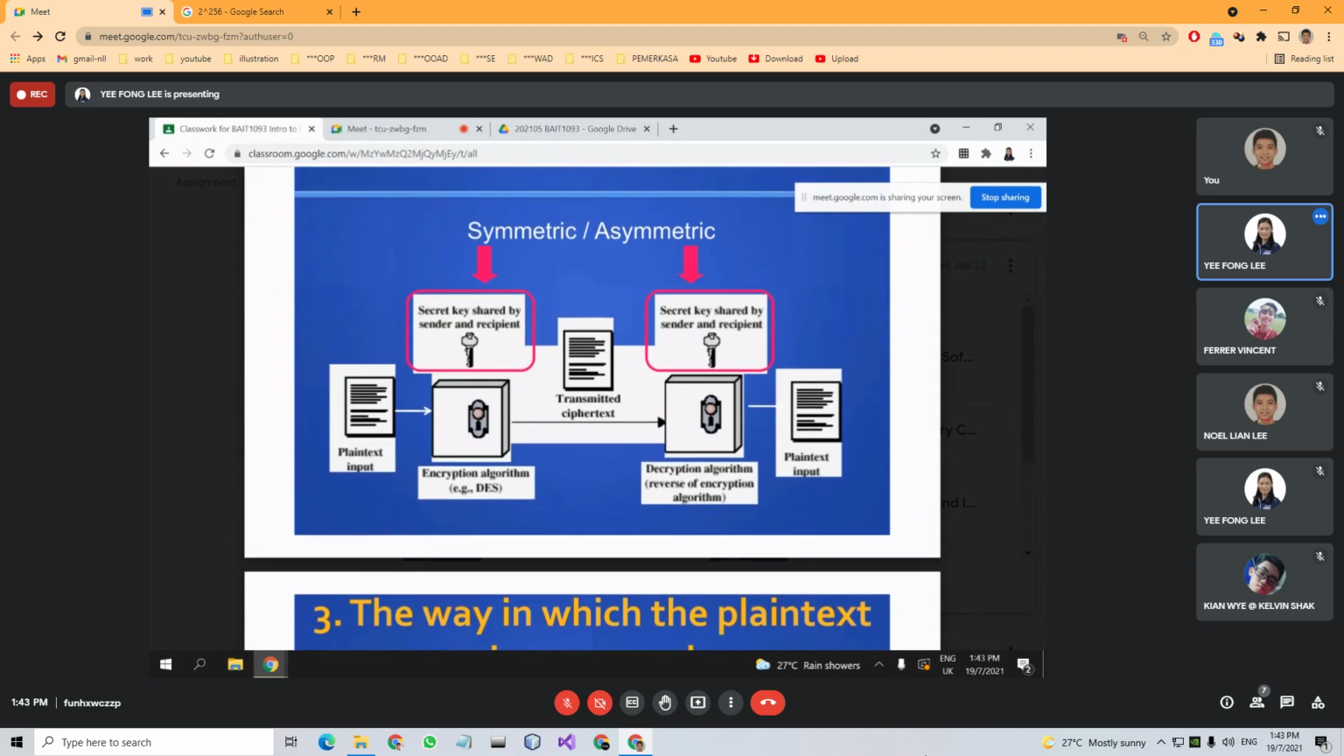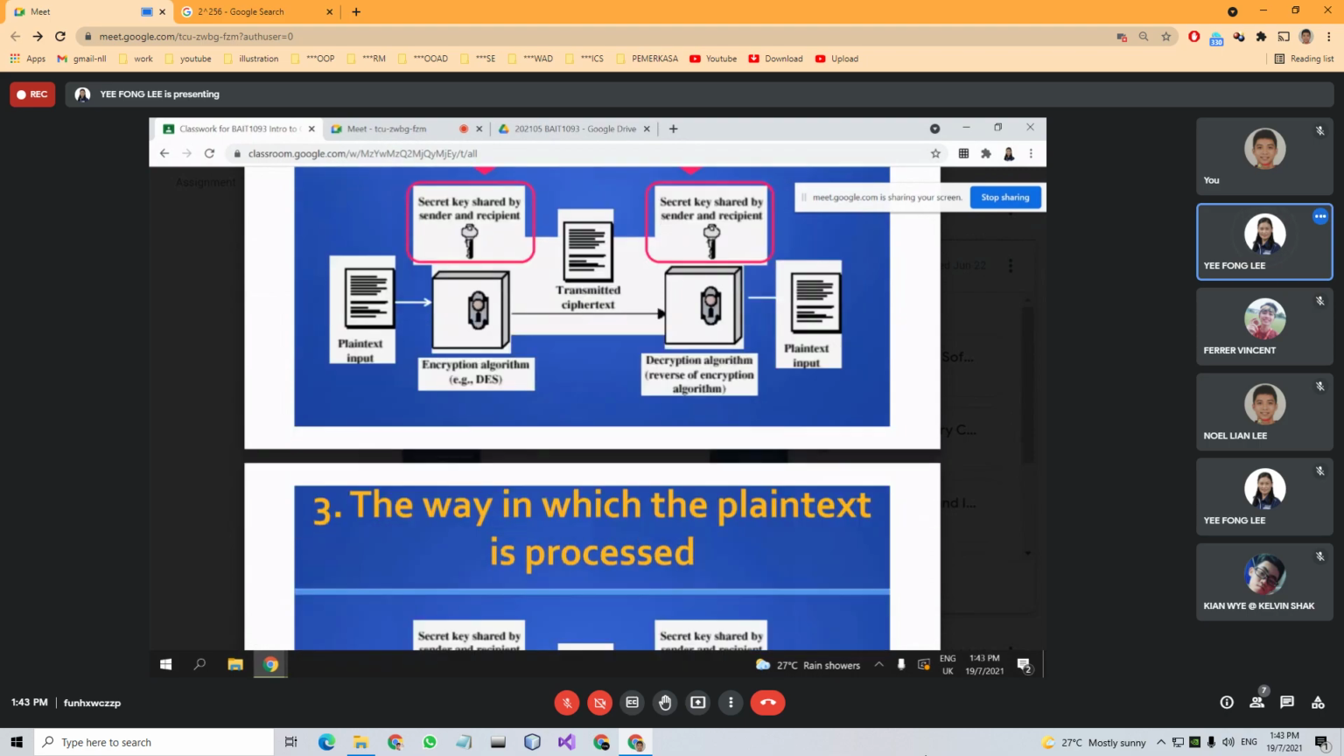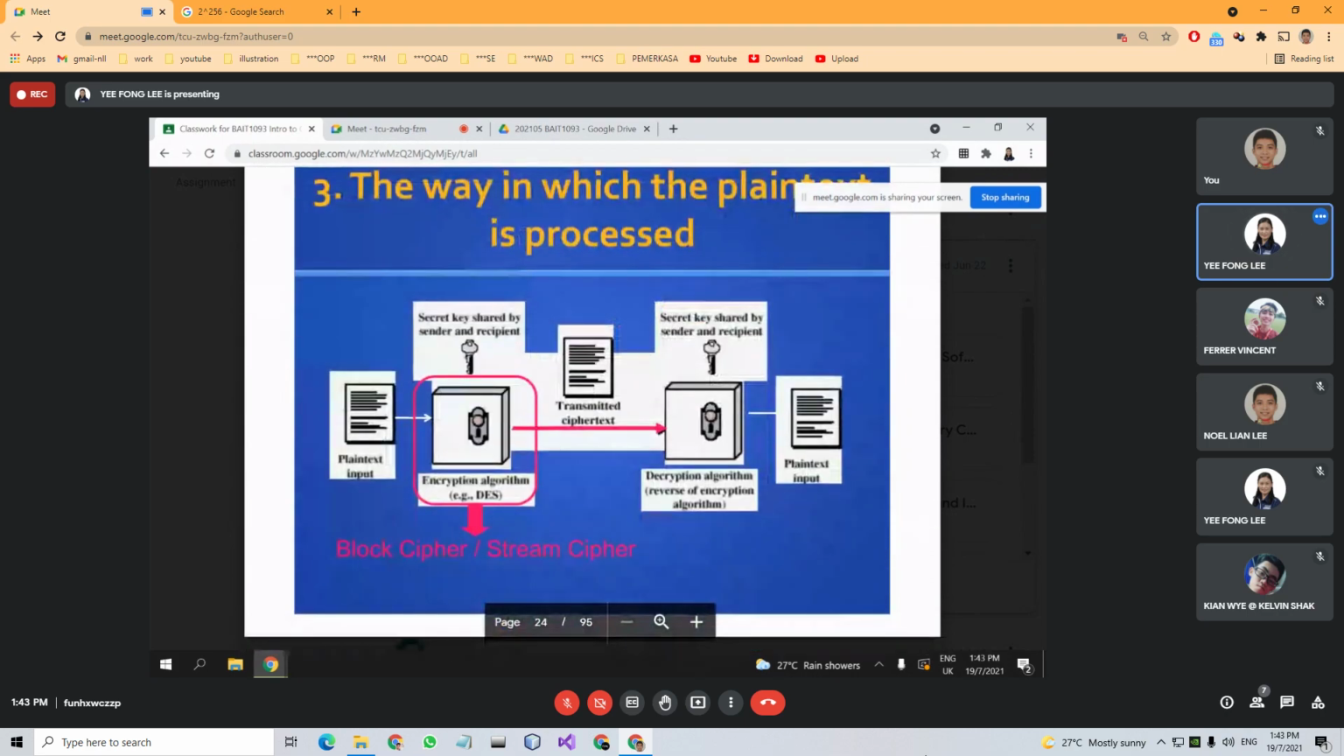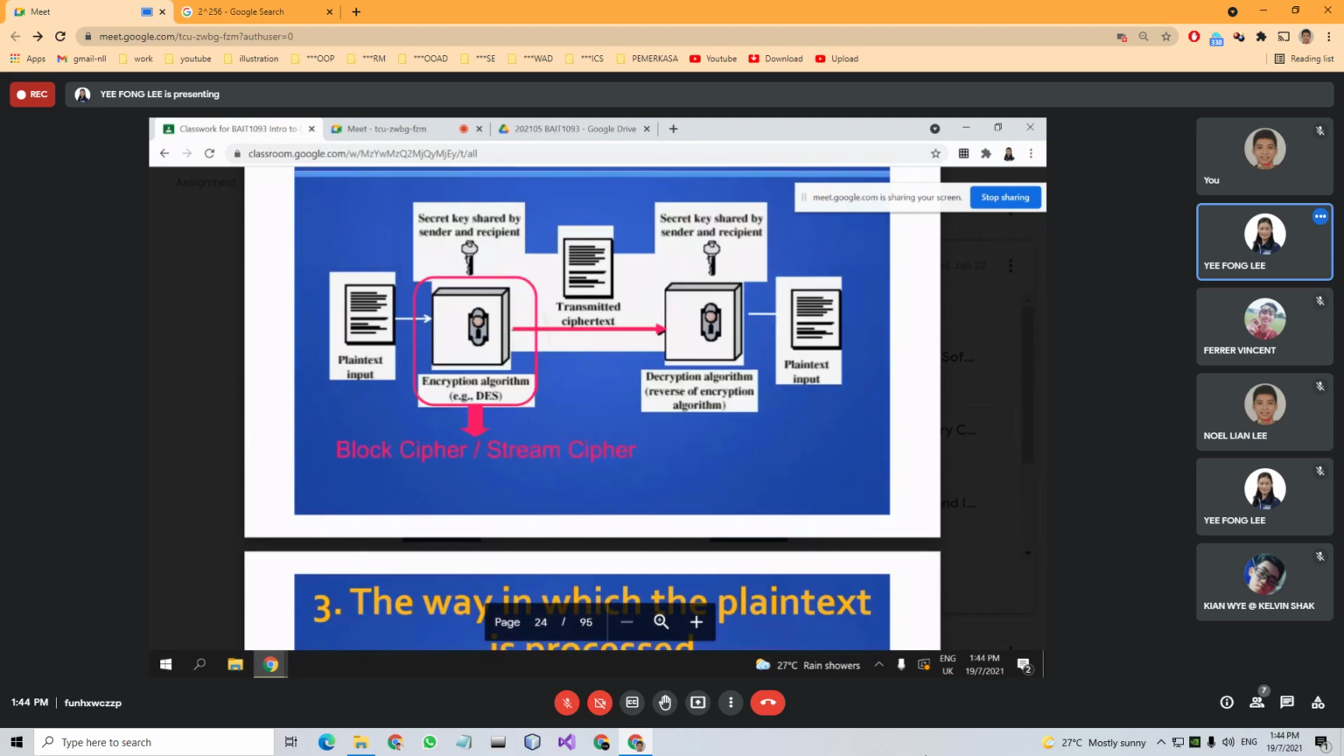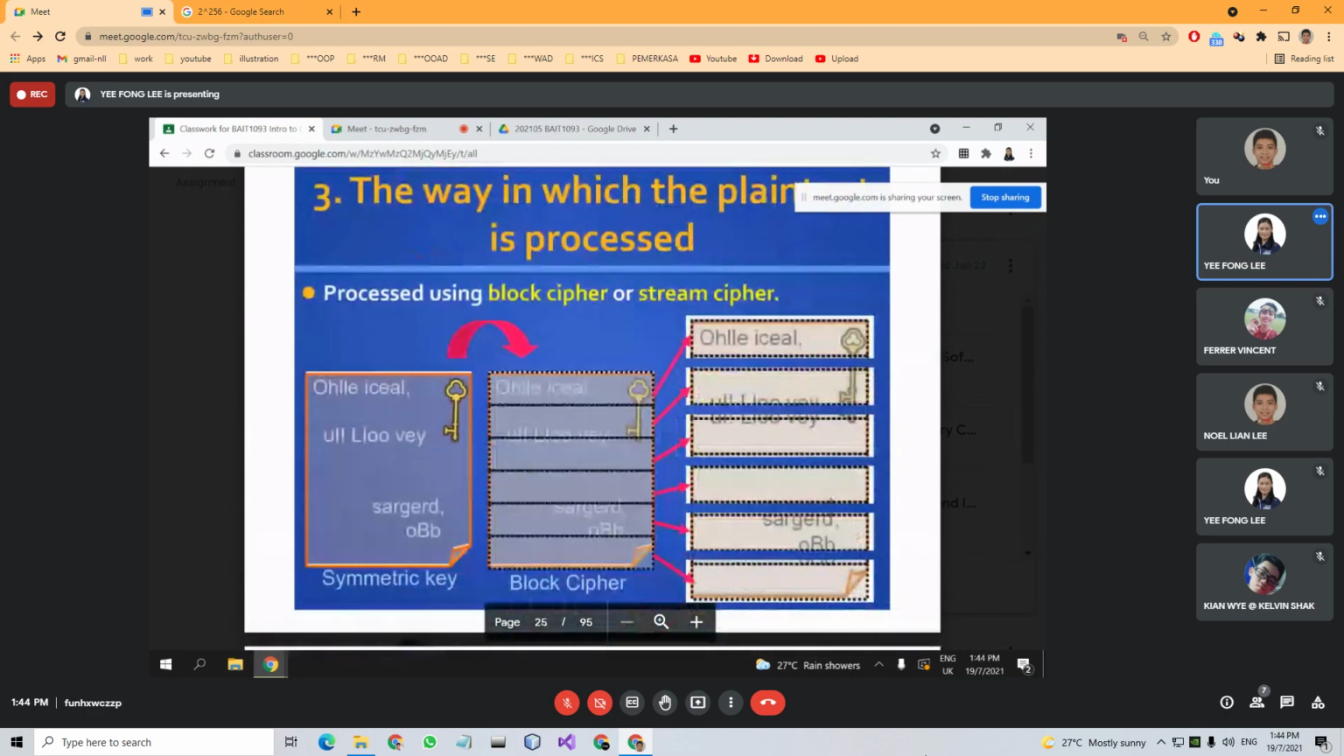Anything new here? I don't see anything new. Again, the way in which the plain text is processed has 2 types, block cipher and also stream cipher. Again, block cipher, the input is by block. Stream cipher, the input is by bits continuously.